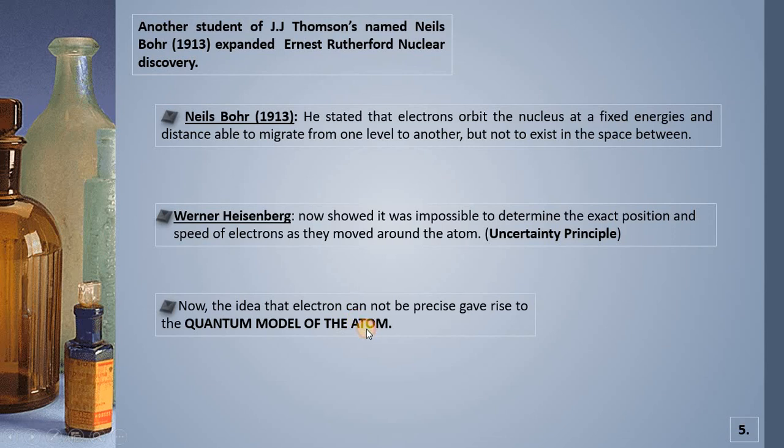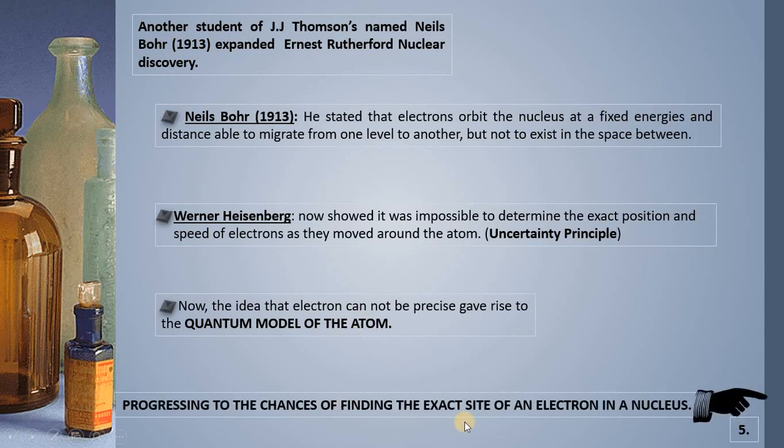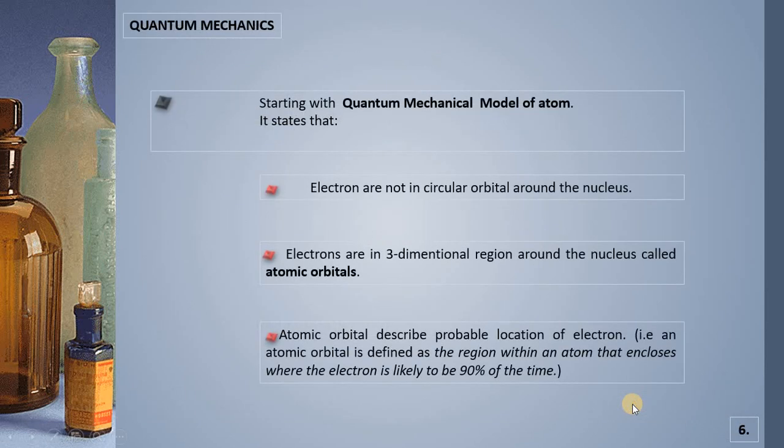We are trying to find the location of the electron, progressing to the chance of finding the exact location of an electron around the nucleus. They said we can't find the location of the electron. How can we do that? Now, quantum mechanics. So there is what we call the quantum mechanical model of the atom.